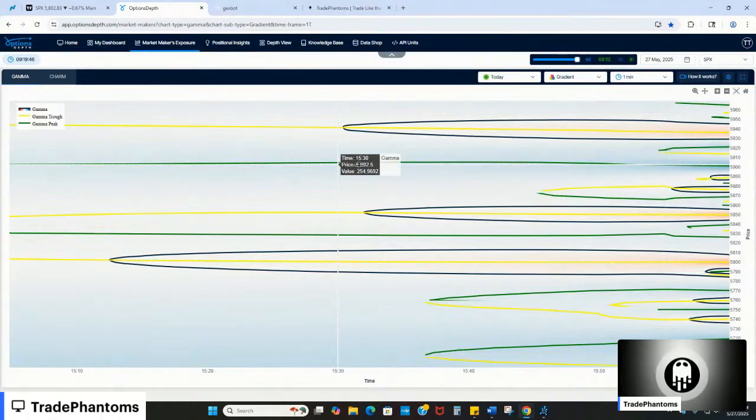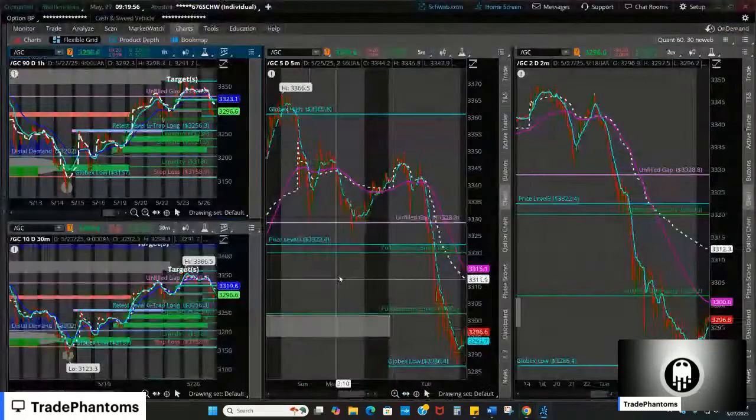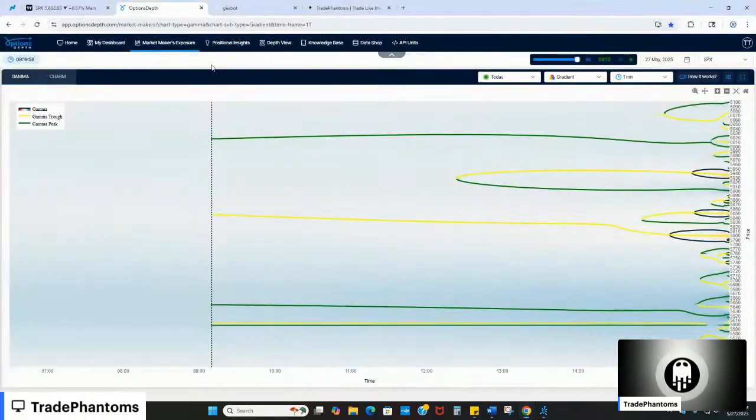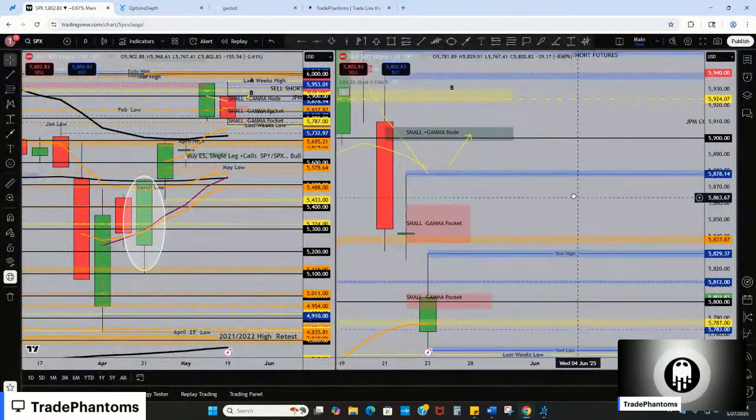So we can potentially get long right off the open if we get a positive COG on the small time frames. However, be extremely cautious on that 5,900 handle on the SPX up there, the positive gamma node. All right, cool. So I think I butchered that enough there.